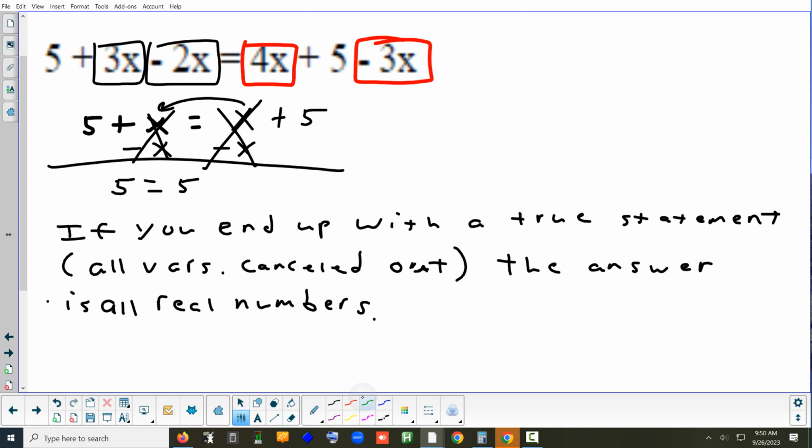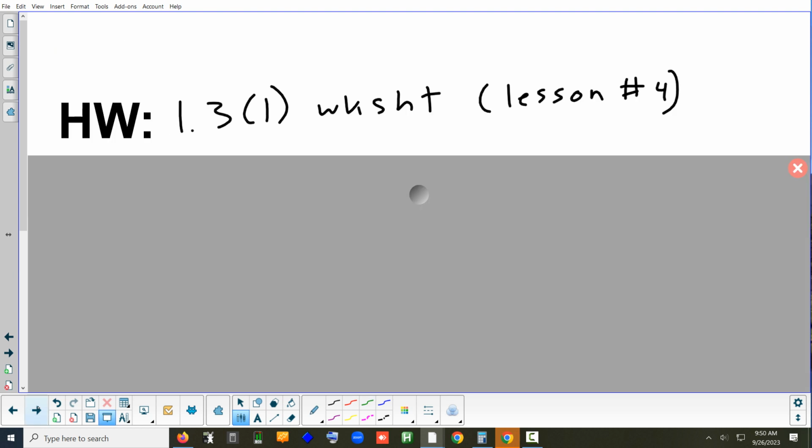So, for tonight, just to be clear on what the homework is, it's the 1.3 part 1 worksheet, and that's under lesson 4. We swapped 4 and 5. It's fine, it doesn't matter. Tonight is lesson 4 for the homework. Last night was lesson 5.